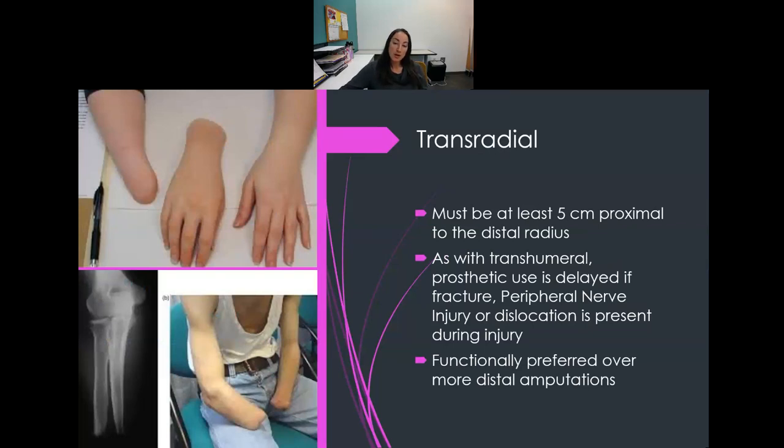Transradial. In order to be considered transradial, it must be at least 5 centimeters above the wrist, above the distal radius. It's similar to transhumeral, where if there is a fracture, peripheral nerve injury, or dislocation, it would slow or delay the use of a prosthetic device, but it is preferred over some more distal amputation. In most cases with amputations, they spare as much as possible. They only take the dead tissue, the area that's not healing. But in this instance, sometimes a transradial amputation is preferred over a lower one because it can be more functional with a prosthetic device.